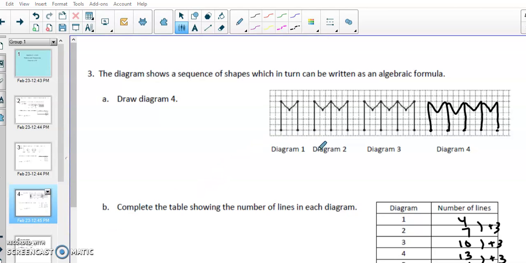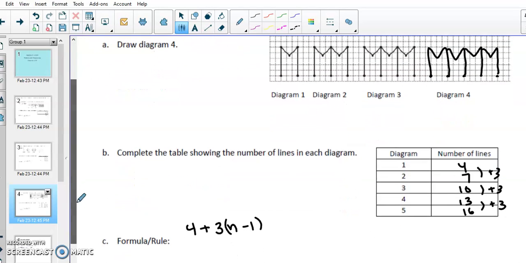So my picture leaves a lot to be desired, but just take a look. We've got 1M, 2M's, 3M's, and I draw in the 4. Completing the table, just count the lines. We've got 4, 7, 10, 13, and 16. So my rule would be 4, that's my start, plus I'm going up by 3 times this number minus 1. And it looks like I missed a plus 3 somewhere. Maybe that one. That's it. Okay, pause here and make corrections if you need to.